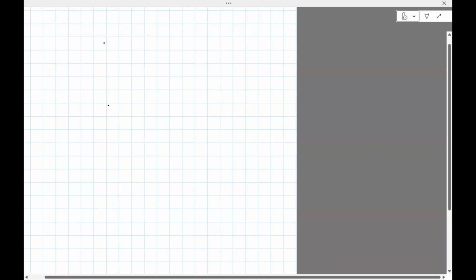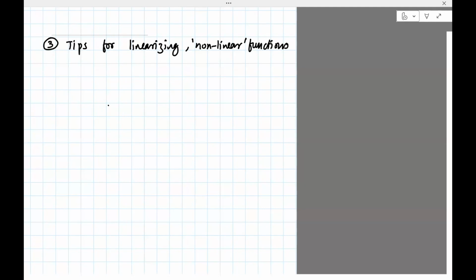So this last part, the third part, I'll call it tips for linearizing nonlinear functions. Okay, there are special forms of equations which can be reduced to a linear regression problem. So that's convenient because once it's linear, you can use the linear regression formula, which we derived earlier.